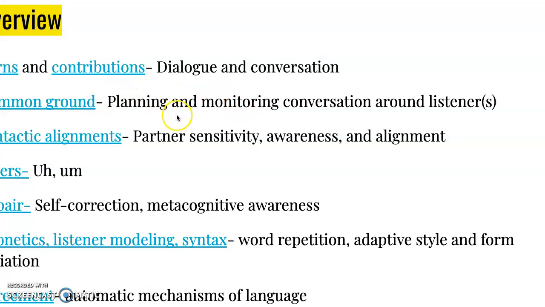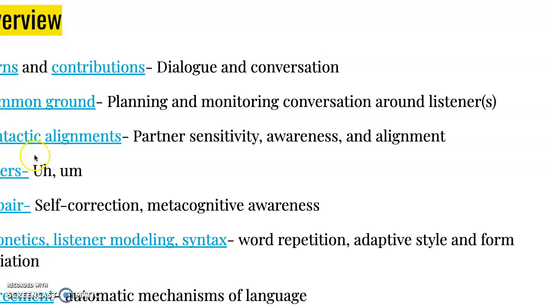So how do you plan and monitor your conversation around your listener, so that as you're speaking, you're taking into account their body language and their facial expression, the things they're saying back to you, and you're altering your speech to match the feedback they're giving you, to make sure that you're effectively meeting that target of communicating information? That's more what common ground is: am I effectively targeting that audience with my message?